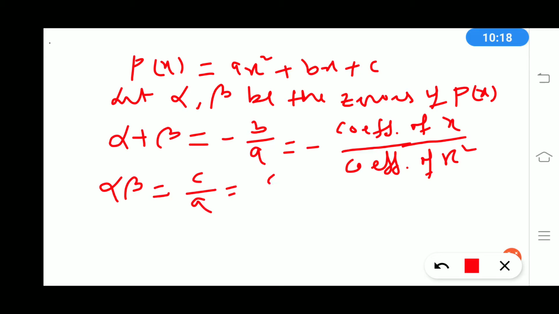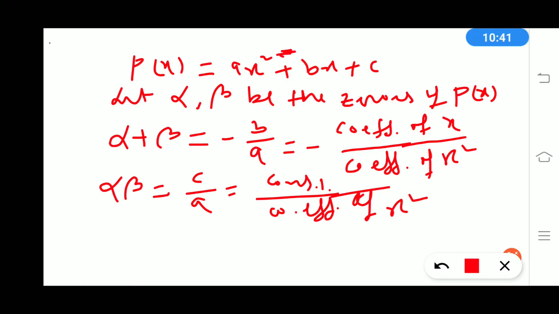So that means the constant term divided by the coefficient of x square. Clear? Now suppose we change this polynomial. So p of x equals ax square minus bx plus c. Clear? Then again let alpha, beta be the zeros of the polynomial p of x.